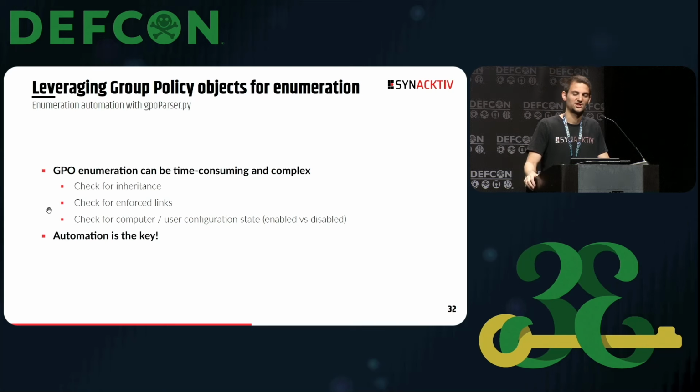At the end, GPO enumeration can be time-consuming and quite complex because there's a lot of things to take into consideration. You have to check for inheritance, you have to check for enforced link or not. You have to check if computer or user configuration is enabled or disabled. There are also more specific filters, so we have to automate this.